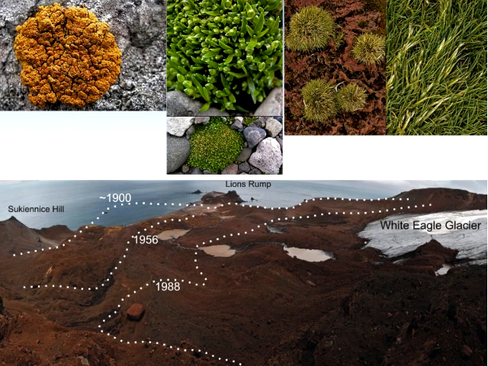And these plants are really fast in colonization. So you can see that in places where the glacier was 1-2 years ago, these plants are already there. So it's not only that the glacier is retreating very fast. Also, plant communities are changing very, very fast.